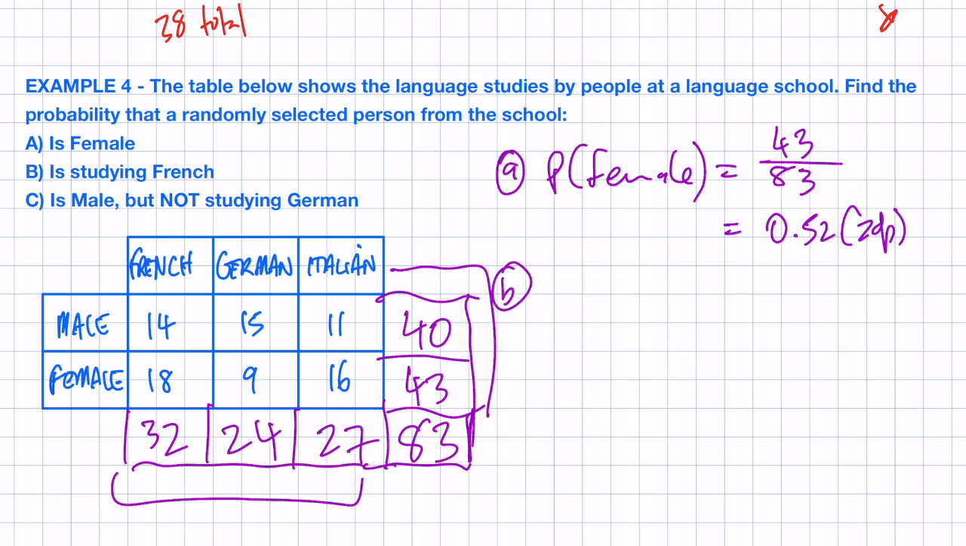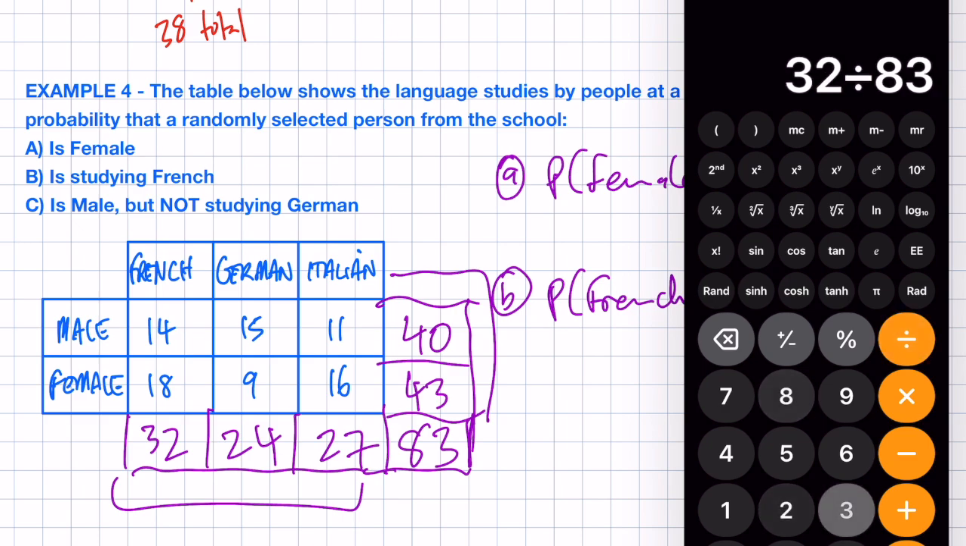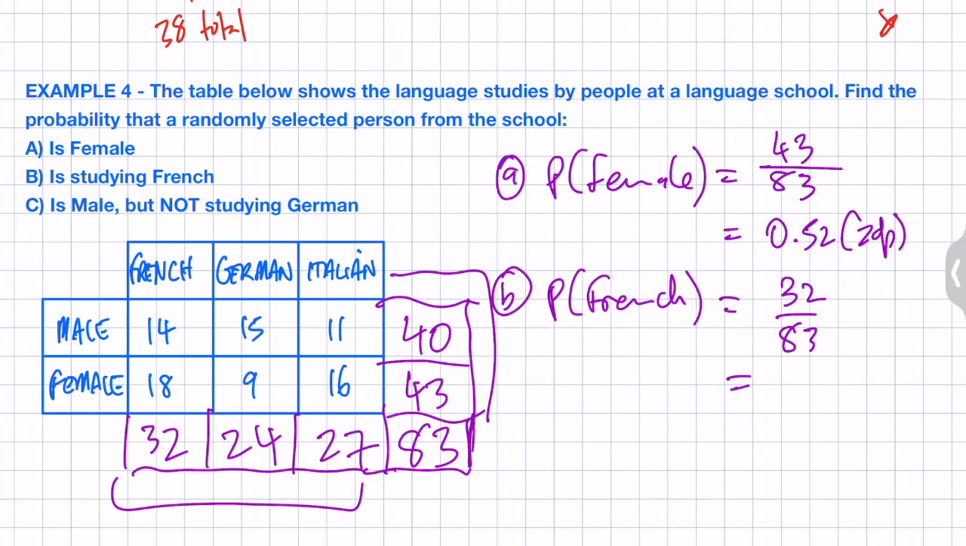B is studying French. P, French. What number? 32. 32 out of? 83. Decimal of some description. 32 divided by 83, 0.39. Last one for today.